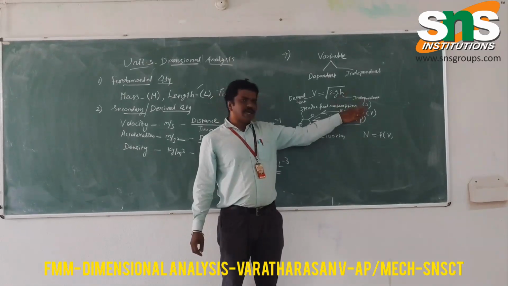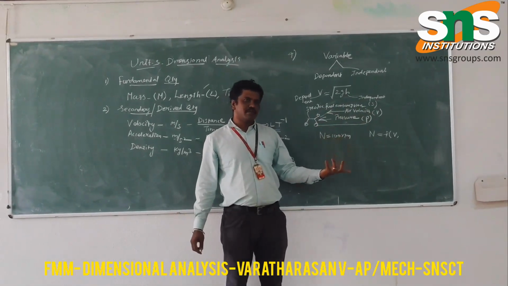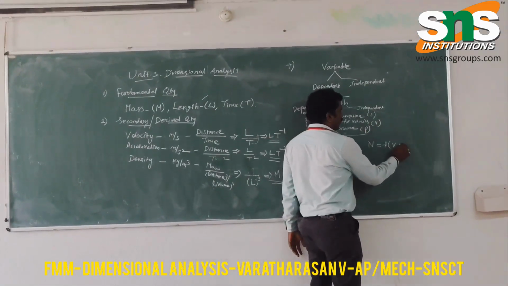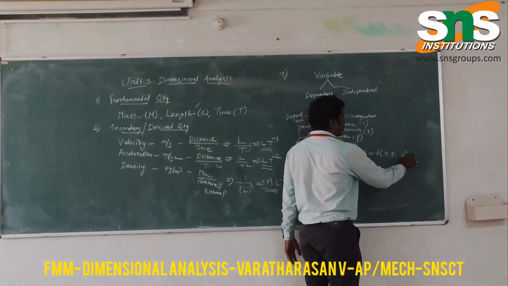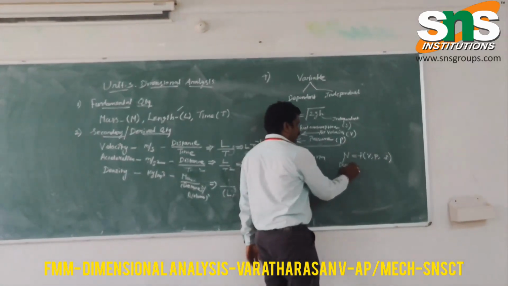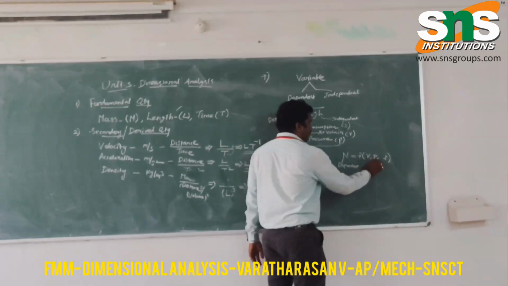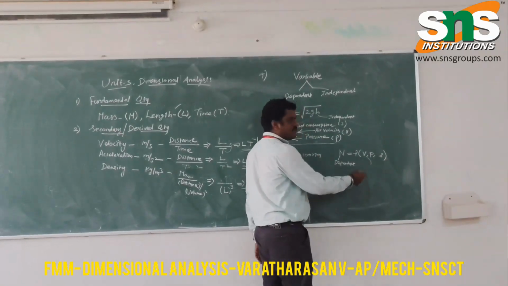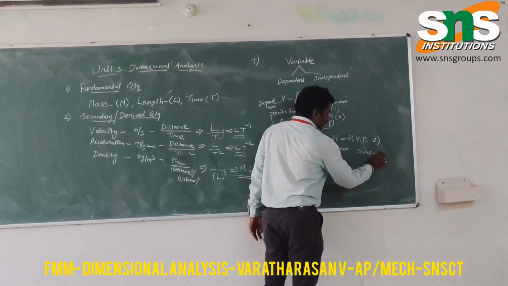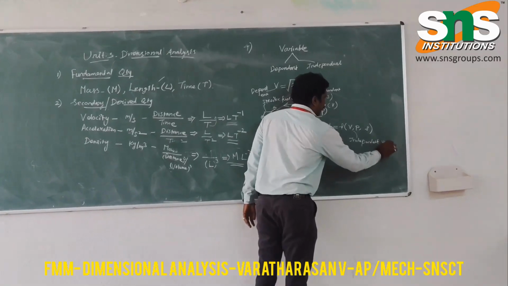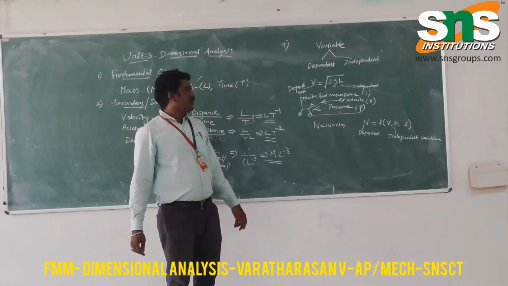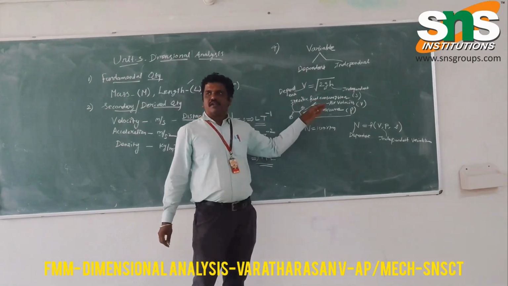Due to these factors, the vehicle speed can vary. So the factors are velocity, pressure, and specific fuel consumption. Here n is the dependent variable, and velocity, pressure and specific fuel consumption are all the factors. They are called independent variables. So likewise, these are all the variable types.